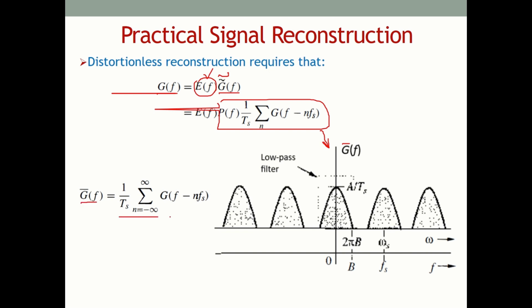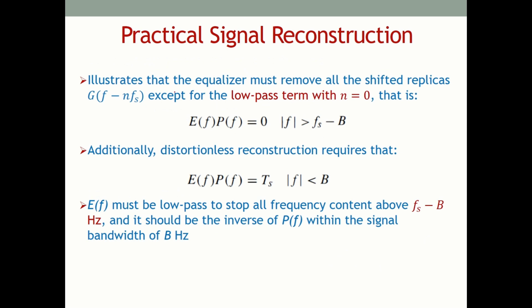This G'(f) is the spectrum from the impulse train sampling. So when we multiply this spectrum with P(f), we will get the spectrum for the curly G(f), and when we pass it through a filter E(f), we will obtain the spectrum of the original analog signal. So the next task is to determine this E(f). Now this figure illustrates that the equalizer must remove all the shifted replicas of G(f − nFs), except for the low pass term with n equal to 0.